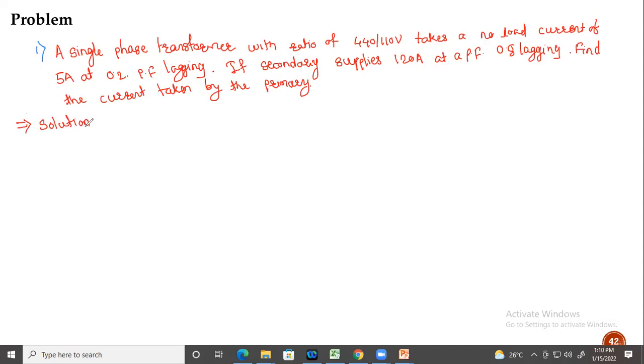Read the problem carefully and write down the given data. Tell me the given data.